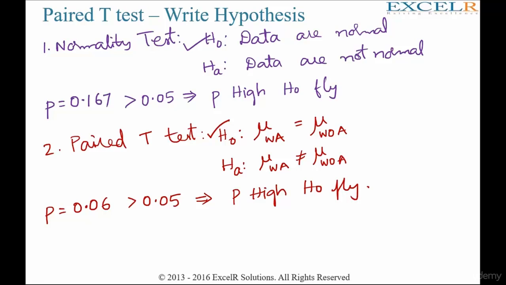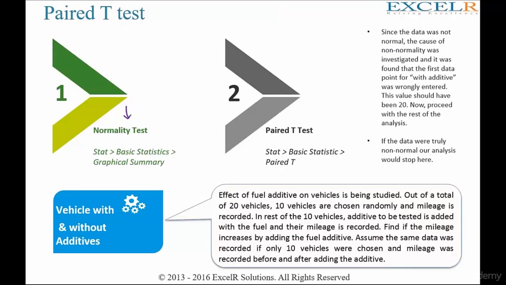Alright. We can also try out a two-sample t-test. Along with paired t-test, you can also try out two-sample t-test, provided you do not have this assumption. If we assume that the same data was recorded if only 10 vehicles were chosen and mileage was recorded before and after adding the additive, then yes, we need to perform paired t-test. However, if this assumption is not there, we proceed with two-sample t-test because data were normally distributed.